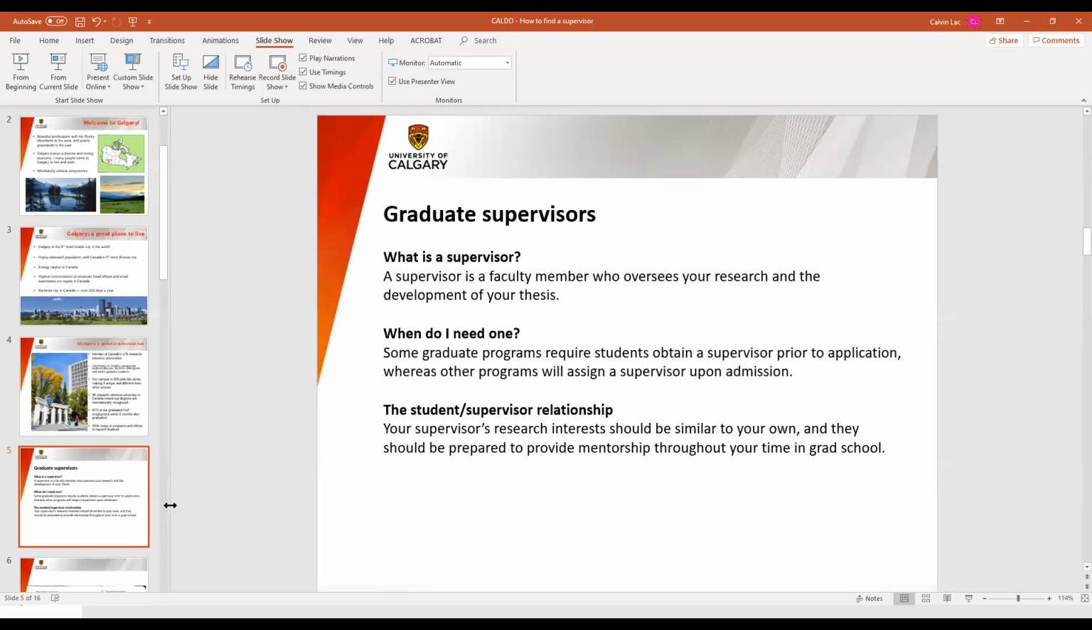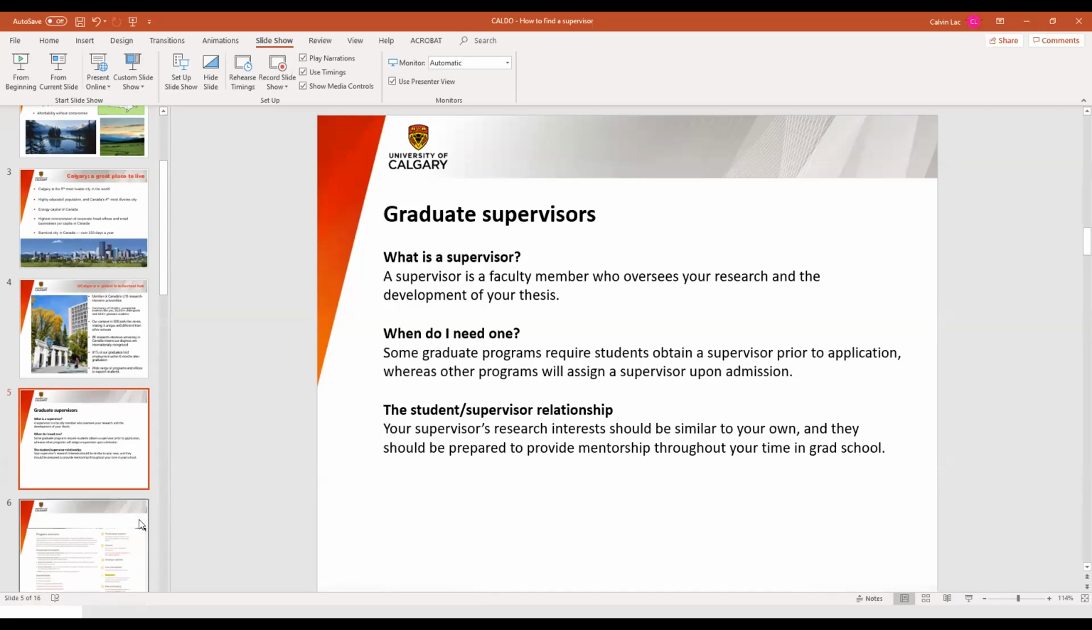So, graduate supervisors. What is a graduate supervisor? Bibiana mentioned it in her presentation, but again, a supervisor is a faculty member who oversees your research and the development of your thesis. When do you need to have one? Some programs require students to obtain a supervisor prior to an application, whereas other programs will assign a supervisor upon your admission. In the student-supervisor relationship, your supervisor's research interests should be similar to your own, and they should be prepared to provide mentorship throughout your time in grad school.